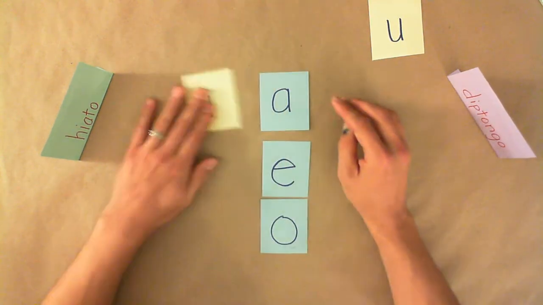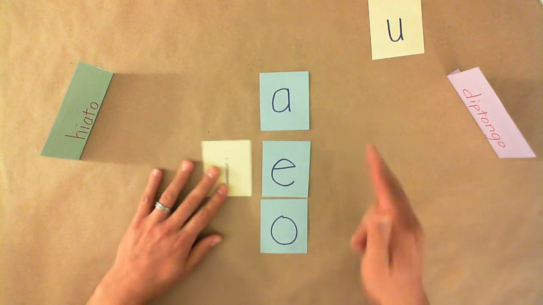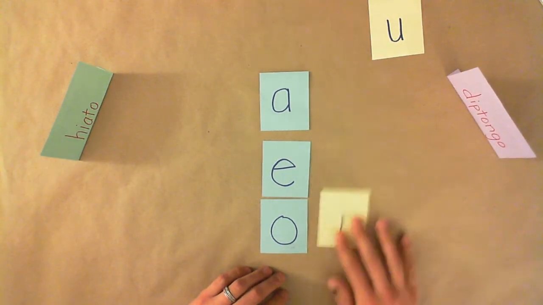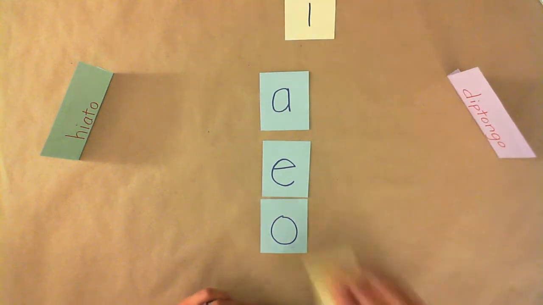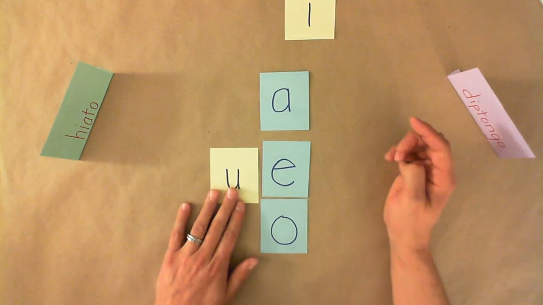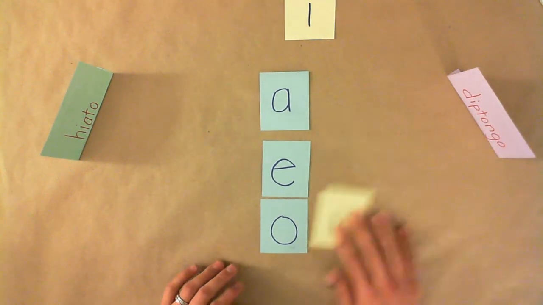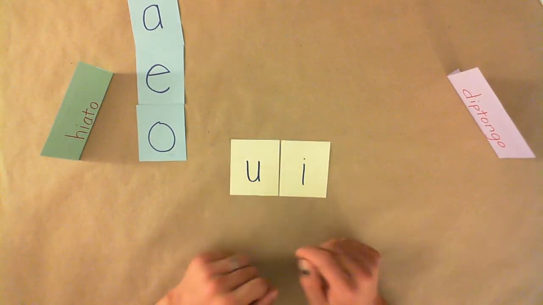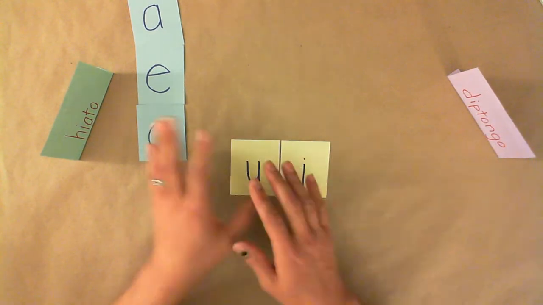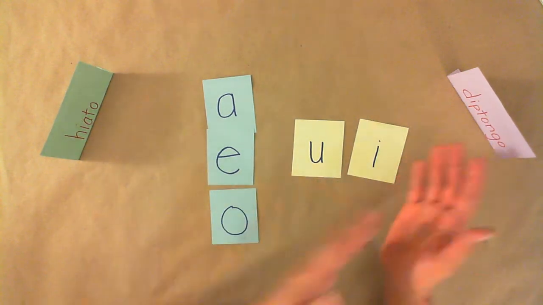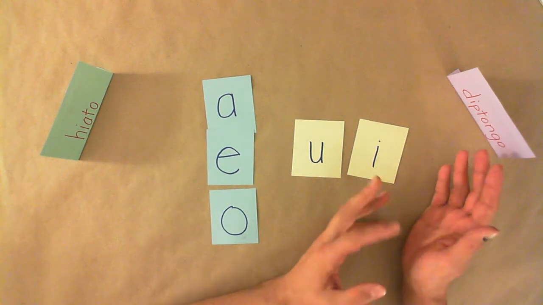Like this. So we can have ya, ye, and yo. Likewise, we can have ai, ei, and oi. We can have wa, we, wo. And we can have au, eu, ou. We can also have iu and ui. Now, I think that's it as far as combinations. I think those are all the possible diphthongs that you can have in Spanish.